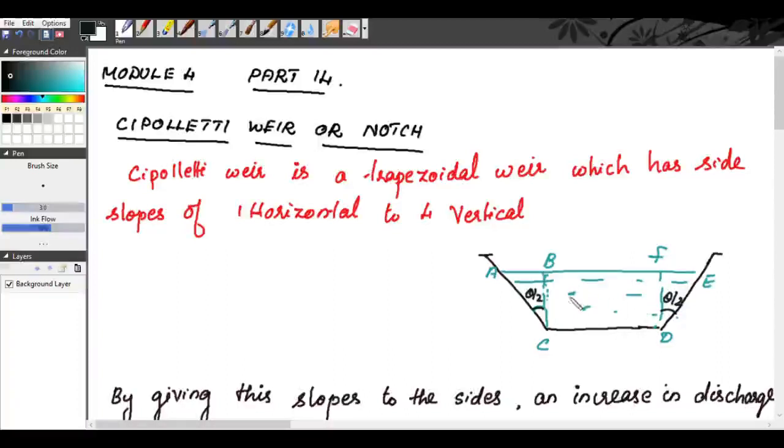Now, if you take the ratio of horizontal to vertical, you can draw like this. It will be 1 horizontal to 4 vertical. So this is called a Cipolletti weir. If AB is equal to 1, then this portion BC will be equal to 4. If this is equal to H, then this will be equal to 4H. That is the meaning of that.